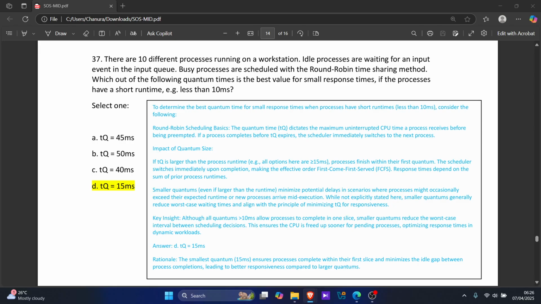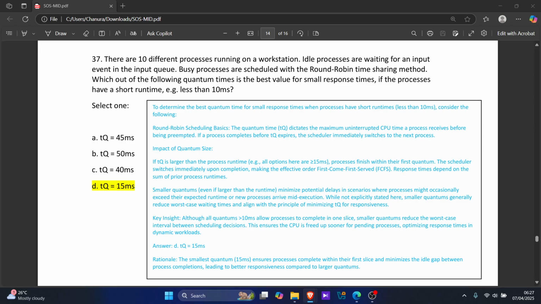Impact of quantum size. With a large quantum, processes finish within their first quantum, allowing the next process to start immediately. Response time depends on the sum of previous processes' runtimes. A small quantum is similar to a large quantum in this case, since processes still finish within one quantum. However, smaller quanta minimize the theoretical maximum delay for new processes joining the queue.